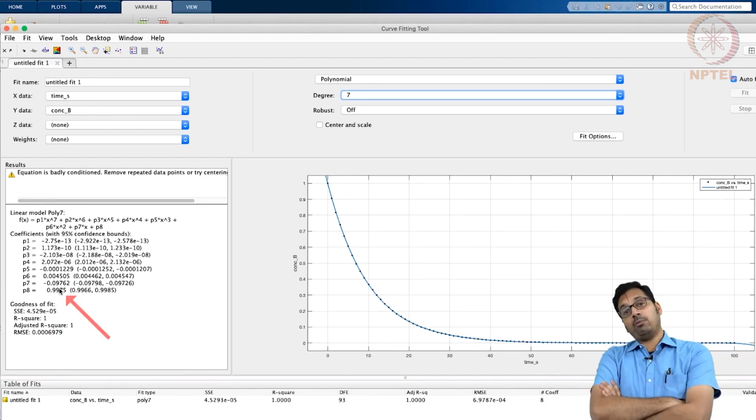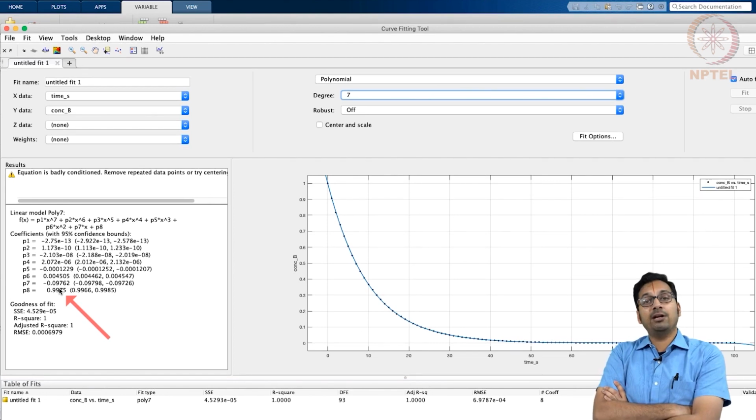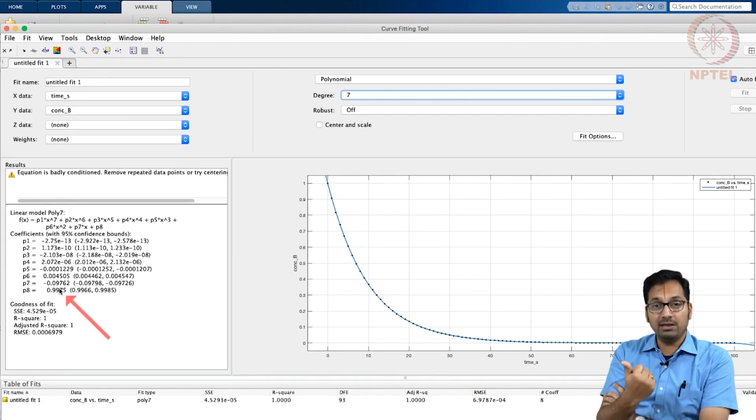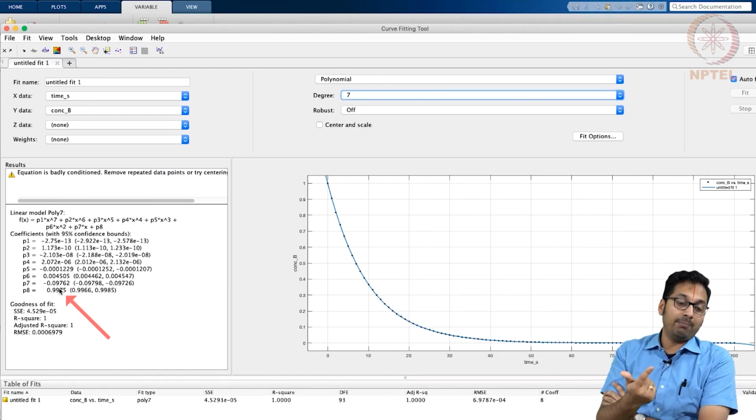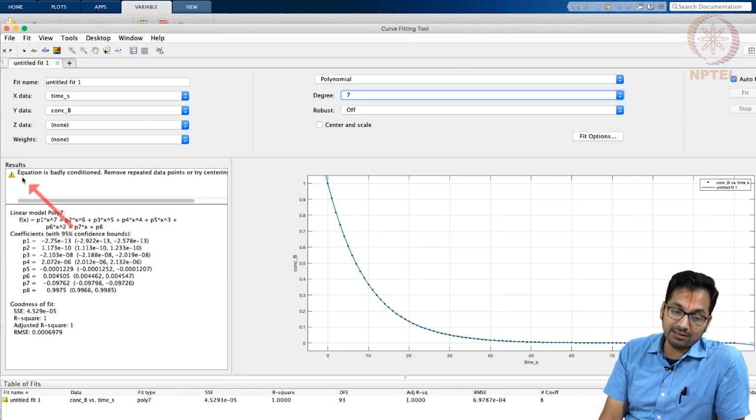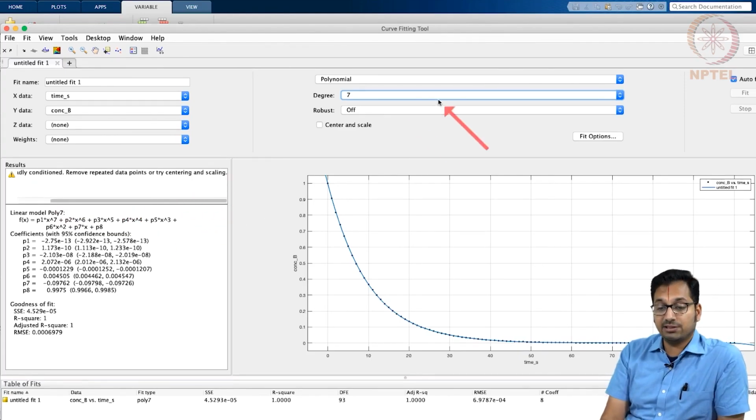So this is a very important point for one to understand. Although your model fits your data very well, if it does not have a physical backing of why that model is chosen, you cannot interpret your results. As a quantitative chemist, it is not just your duty to get your data in a reliable fashion with minimal errors, but also to fit it and do the analysis with a proper background of which model has to be chosen. If you realize, MATLAB is also trying to tell you the equation is badly conditioned, remove repeated data points, try center and scaling. So it's also trying to suggest what's going on.